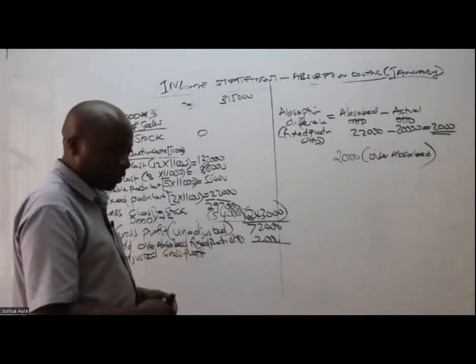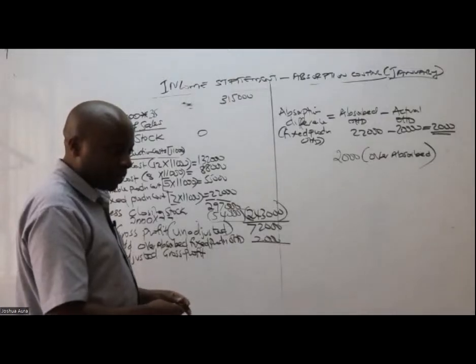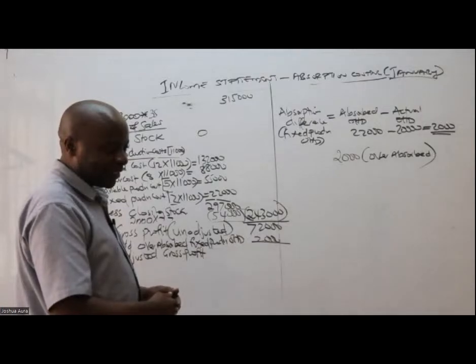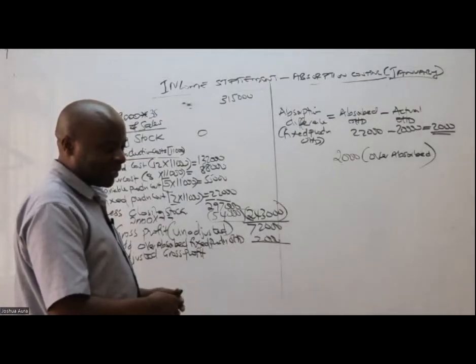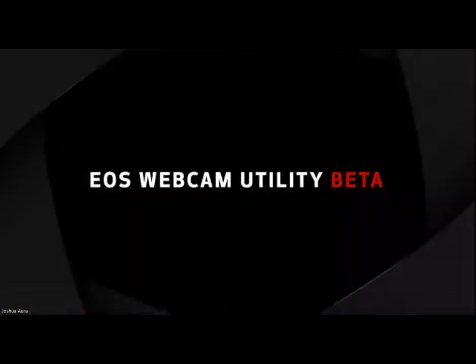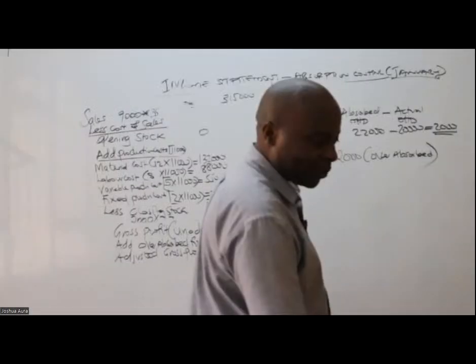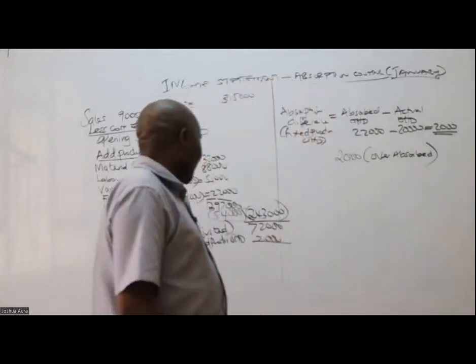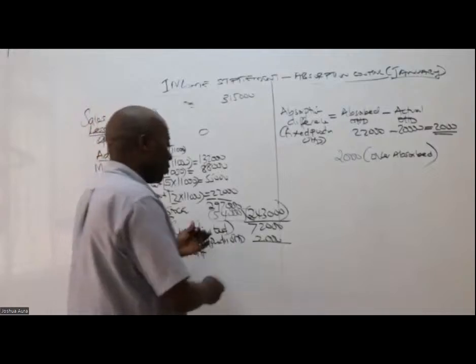72,000 plus 2,000 gives me what figure, somebody? It's quite easy. That's why they don't want to tell me the figure, right? So we continue. We can see here that the adjusted gross profit is 74,000.